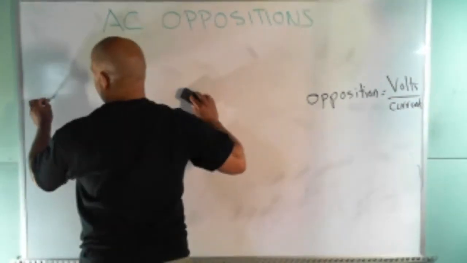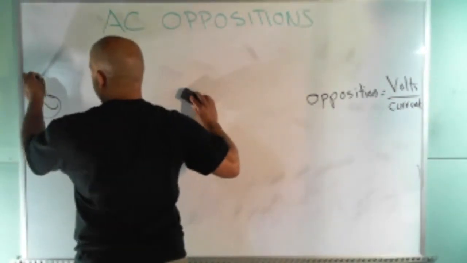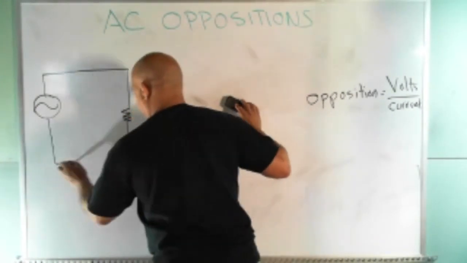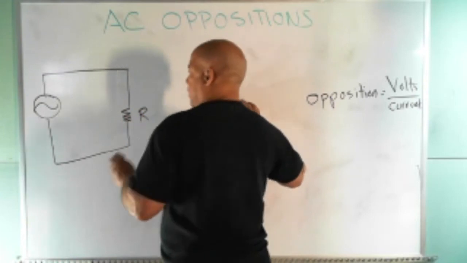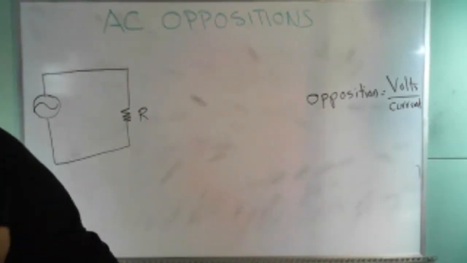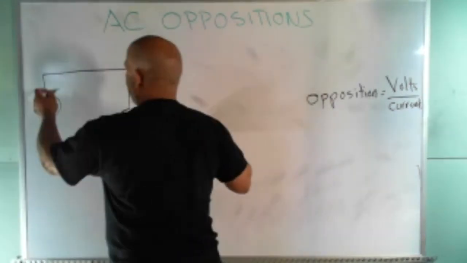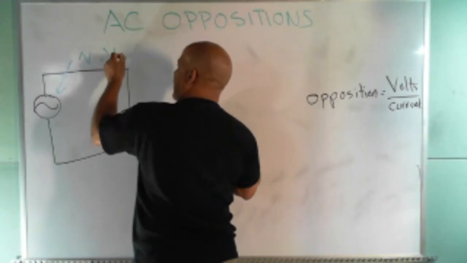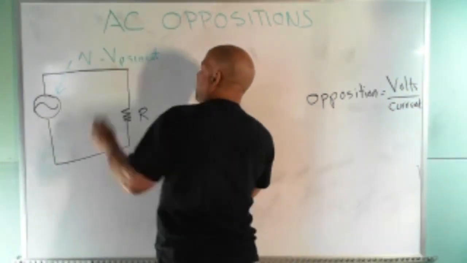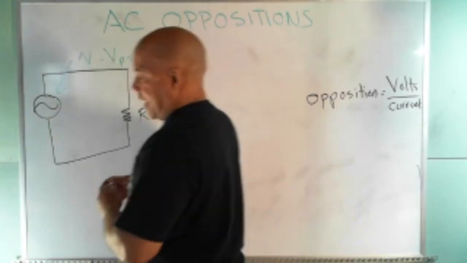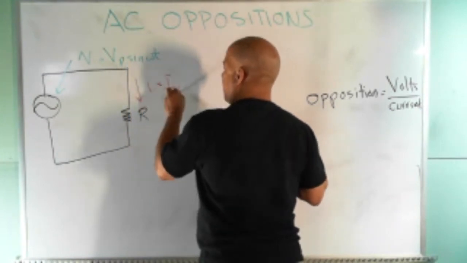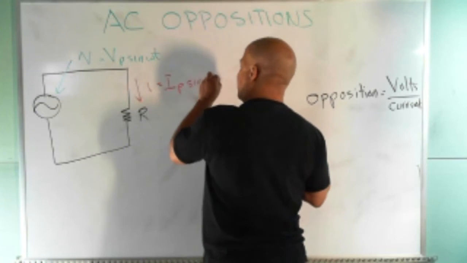I got an AC circuit and I got a resistor. So here's my resistor. And I tell you that this right here, that voltage is Vp sine omega t. And I tell you that a current flows through the resistor, and that current is Ip sine omega t.